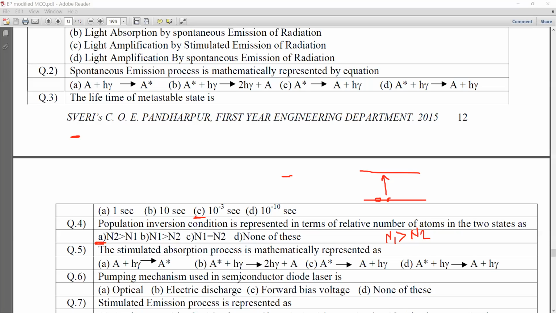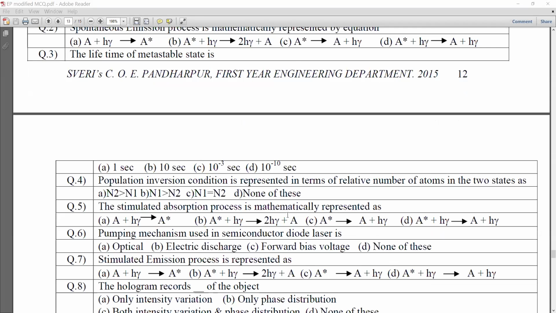Then stimulated absorption. Option A. Remember stimulated absorption. Pumping mechanism used in semiconductor diode laser is forward bias voltage. That is the answer. Actually this is out of syllabus. What is used in a semiconductor diode laser? We use forward bias voltage. So these are the answers. Next, we go for the next one.